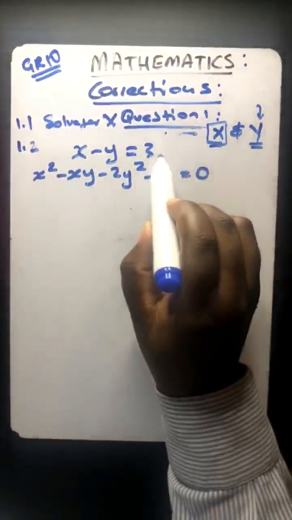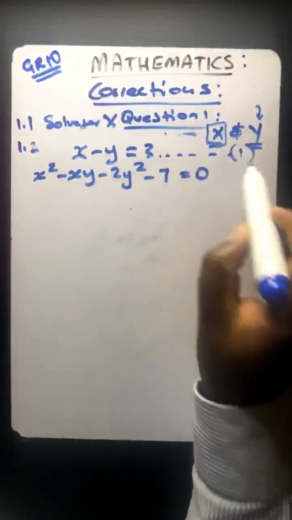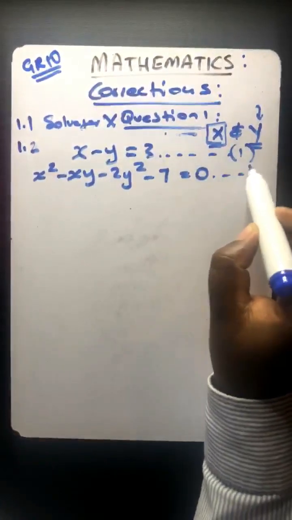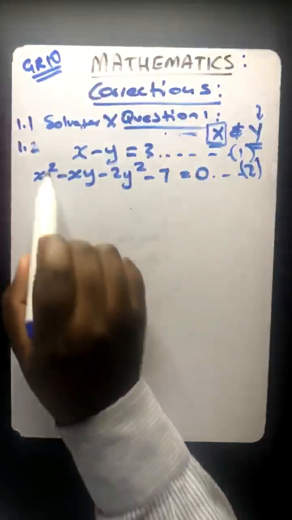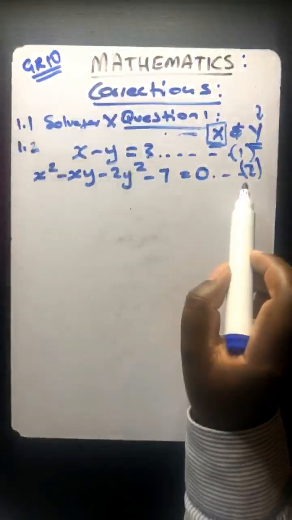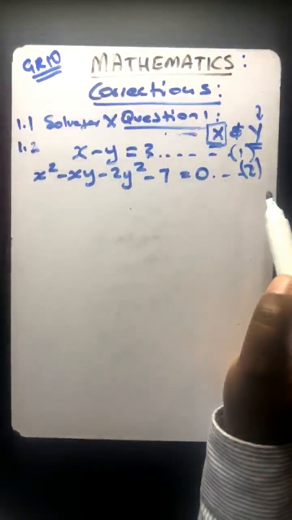So now this is a linear equation. This is a quadratic equation. What makes it to be a linear? Because of it not having a power of 2. This one, it has a power of 2. It makes it a quadratic equation because of an equal sign.